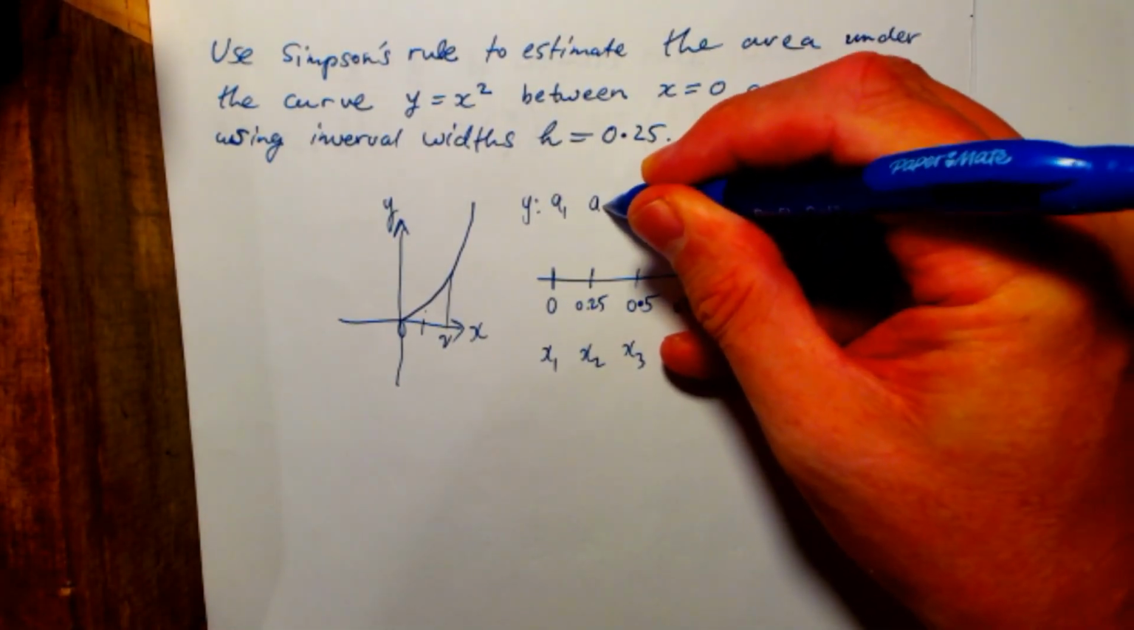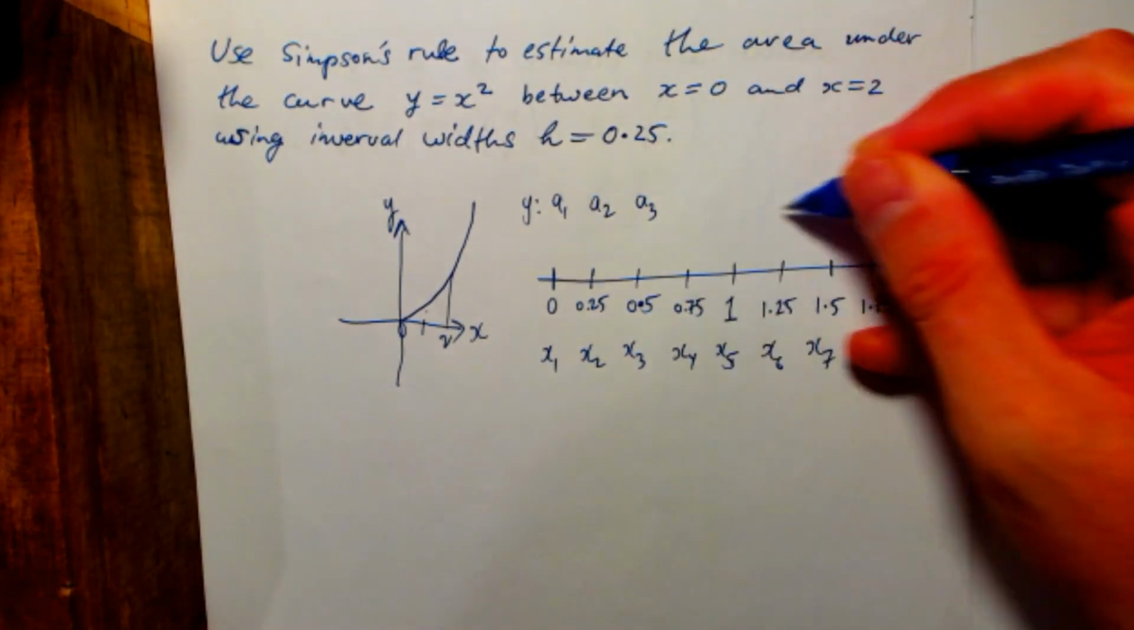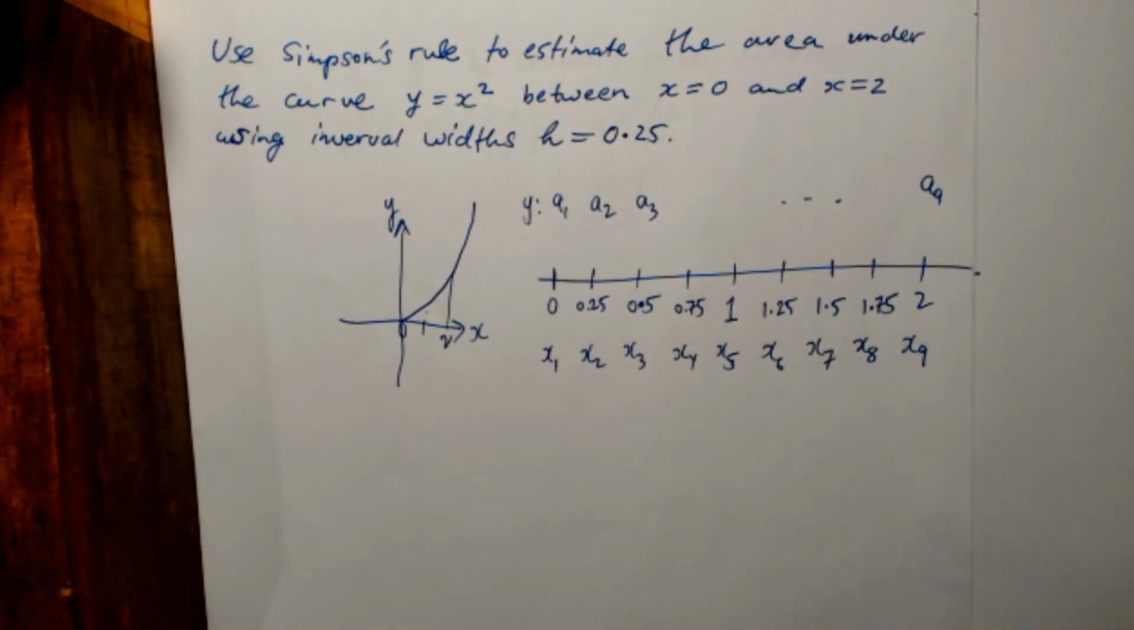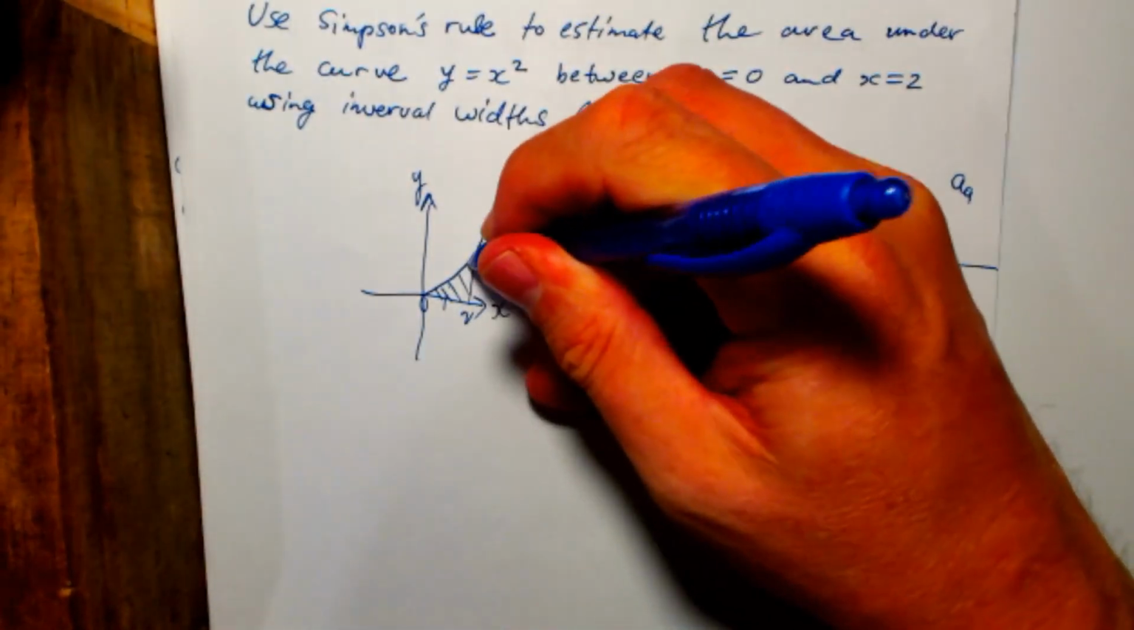Okay, now they correspond to y values A1, A2, A3, etc. all the way up to A9. Okay, so in other words, we have 9 entries in the matrices that we're going to multiply to use Simpson's rule to estimate this area under the curve here.